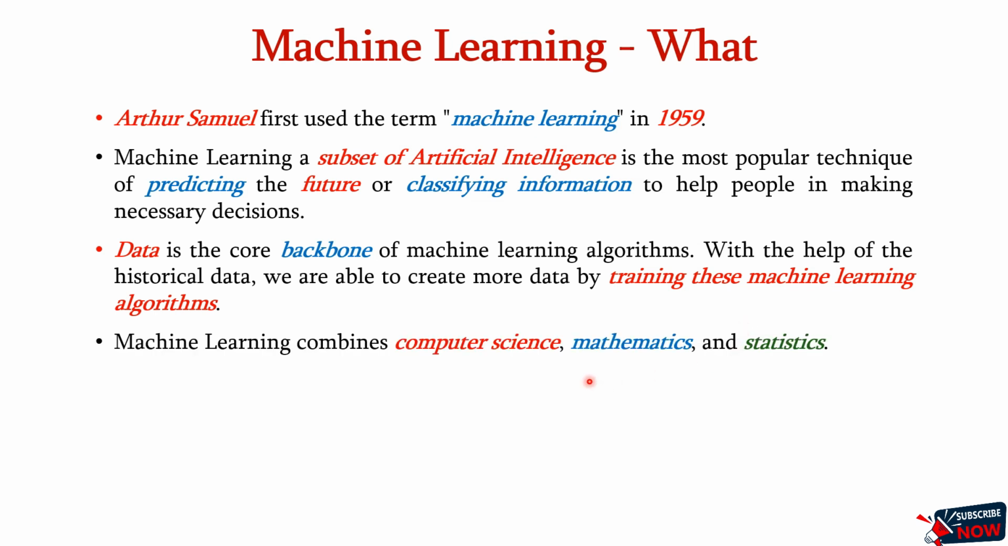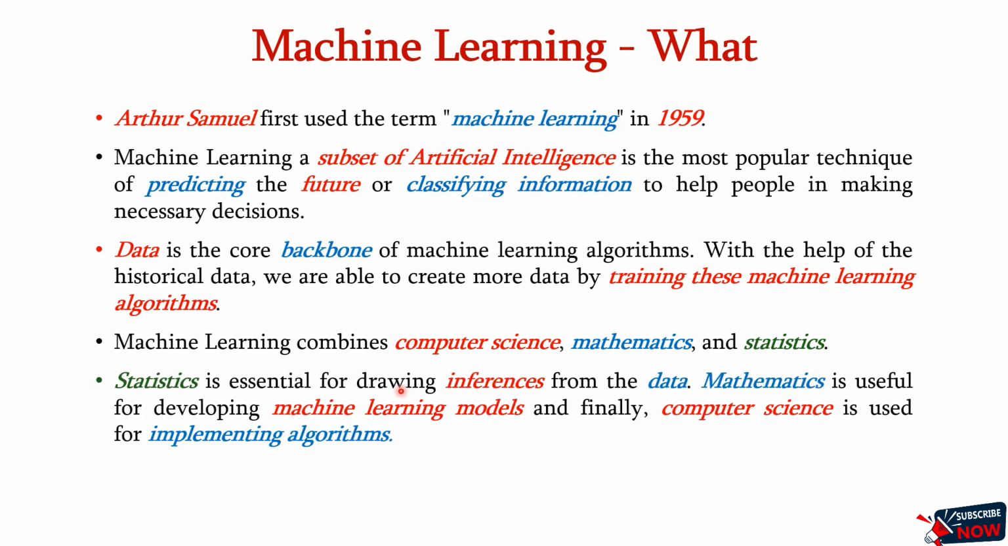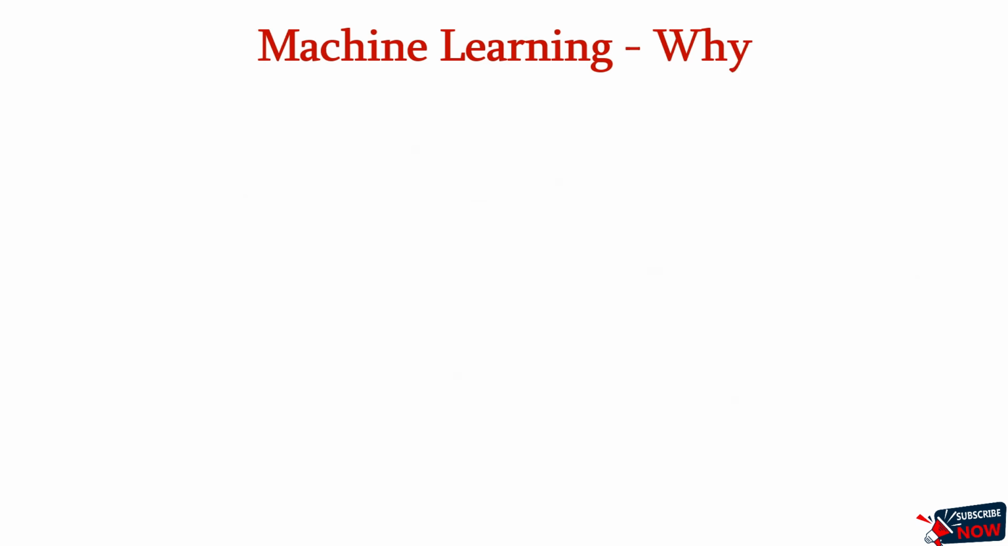Machine learning combines computer science, mathematics, and statistics. Statistics is essential for drawing inferences from the data. Mathematics is useful for developing machine learning models, and computer science is used for implementing the algorithms.